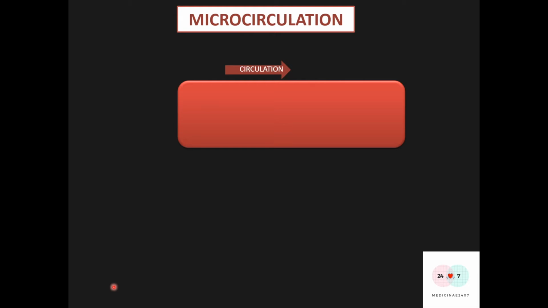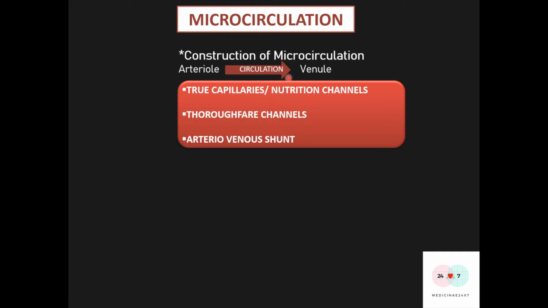Microcirculation plays an important role in the pathogenesis of shock. So let us have a brief look at the basic physiology of microcirculation. The microcirculation basically consists of an arterial side, a venous side, and a capillary bed in between. The capillary bed consists of true capillaries, which are also known as nutrition channels, thoroughfare channels, and arteriovenous shunts.